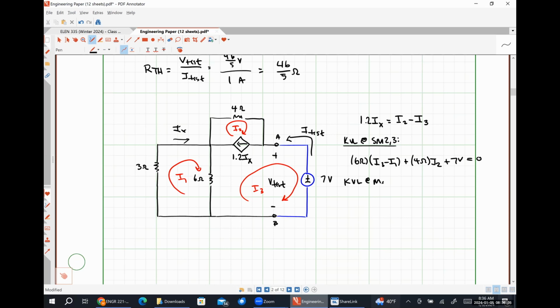KVL at mesh 1 gives us 3 ohms times I1 plus 6 ohms times I1 minus I3 is equal to 0. And we can see very easily that Ix is just I1, so I'm going to make that simple substitution up here yet again. And we're left with a 3 equation, 3 unknown system, so let's solve for it.